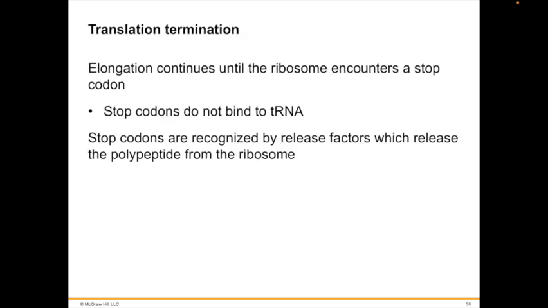Elongation continues in this fashion until a chain-terminating stop codon is reached, for example, UAA. These stop codons do not bind to tRNA. Instead, they are recognized by release factors, proteins that release the newly made polypeptide from the ribosome.